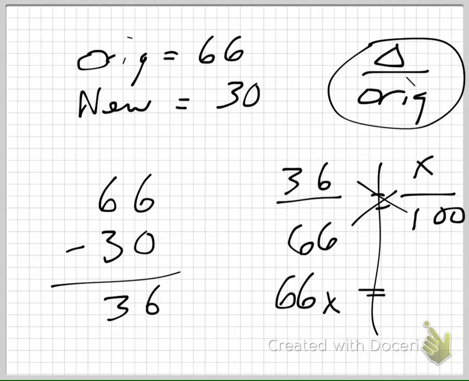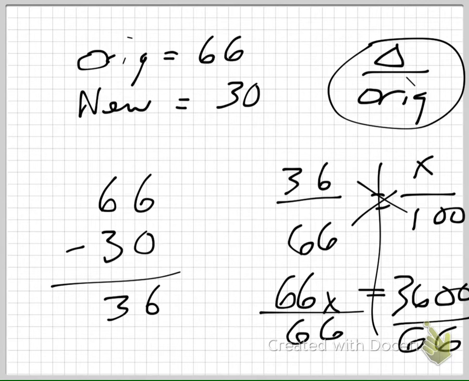66x equals 3,600. This is where you use a calculator here anyway. Divide by 66, divide by 66. What is 3,600 divided by 66? What is it? Somebody, what is it?